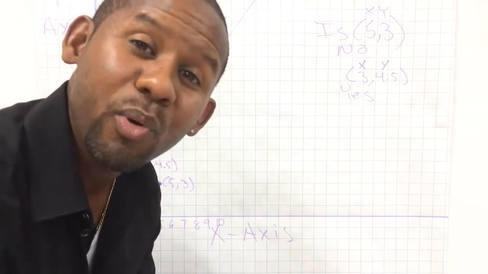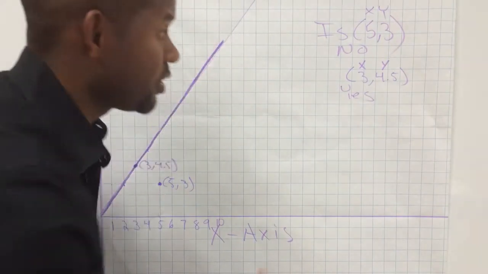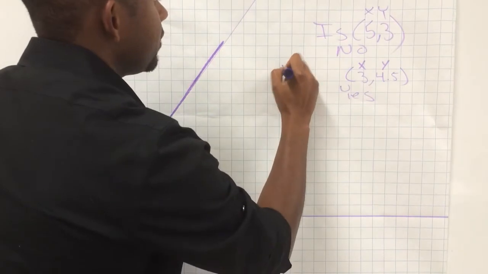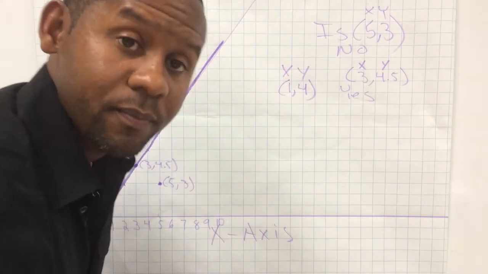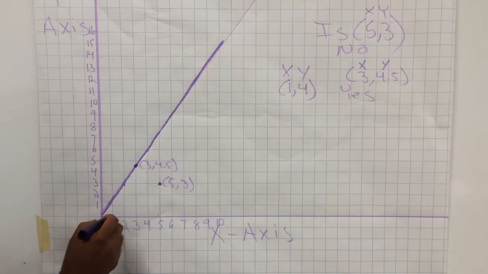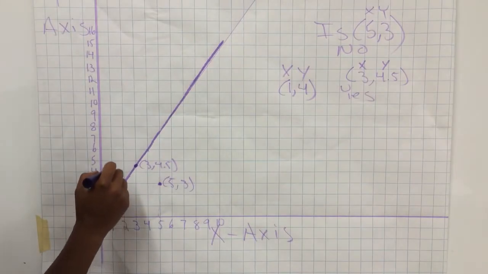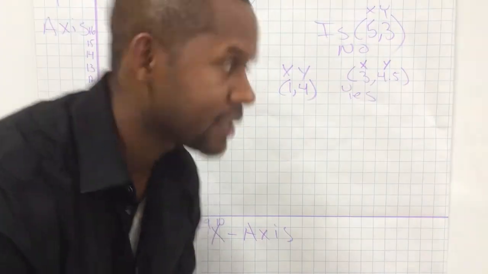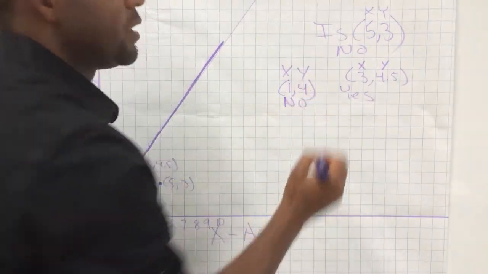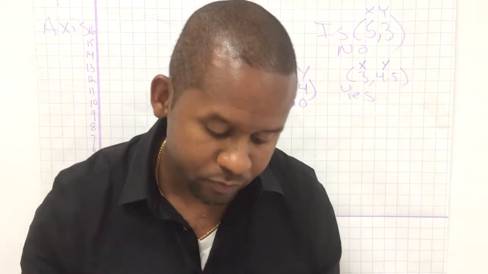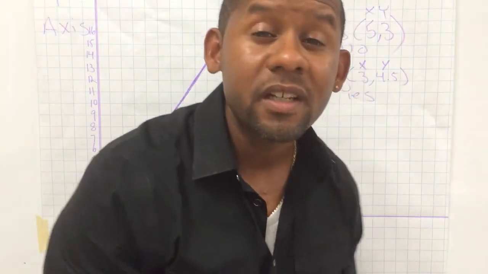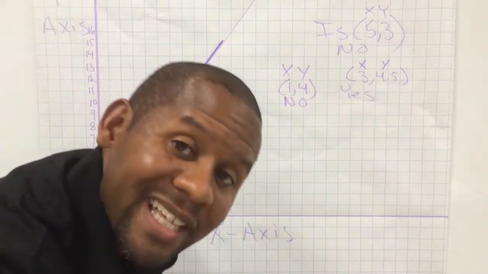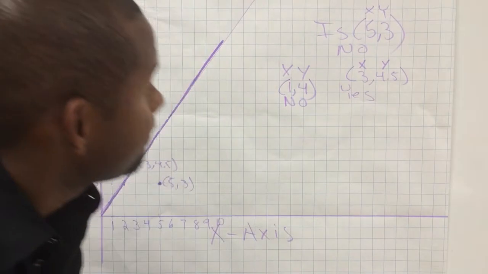Okay? Now, is the point 1, 4 a solution? So let's see. We got 1, 4. Is this a solution? So you're looking, you say, here's x is 1, here's y is 4. Nah, man. Not a solution. This is not a solution. Okay? All right. So then you might be asked on your test to do something like make a table of values from this line. All right?